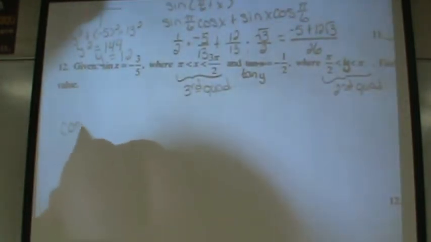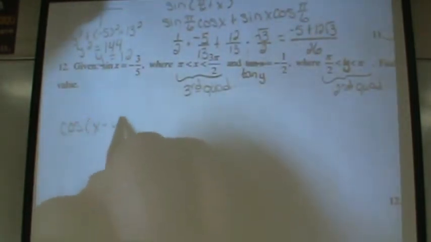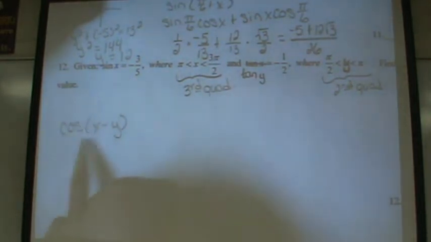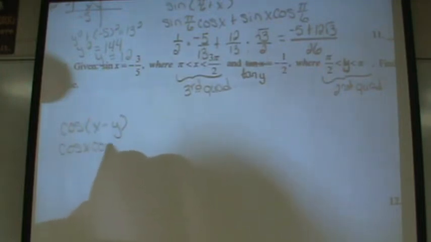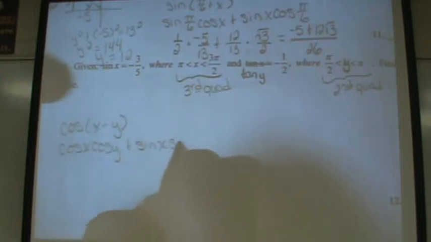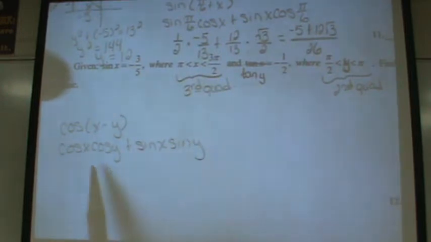So before we find cosine of x minus y, I'll write it here. We can expand that. So that's cosine x, cosine y, plus sine x, sine y. So that's ultimately what we're going to have to simplify. To do that, we're going to have to create these two triangles using the information that we're given.